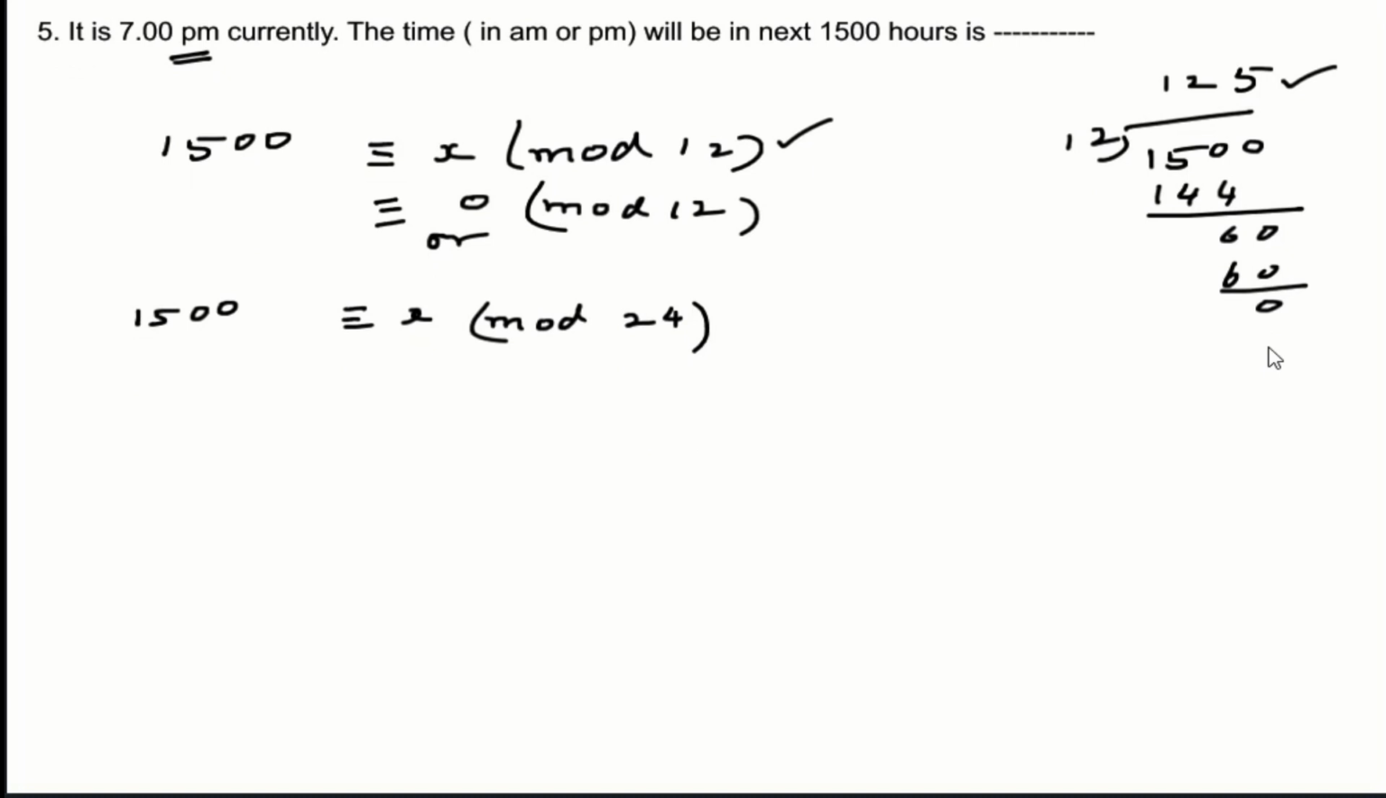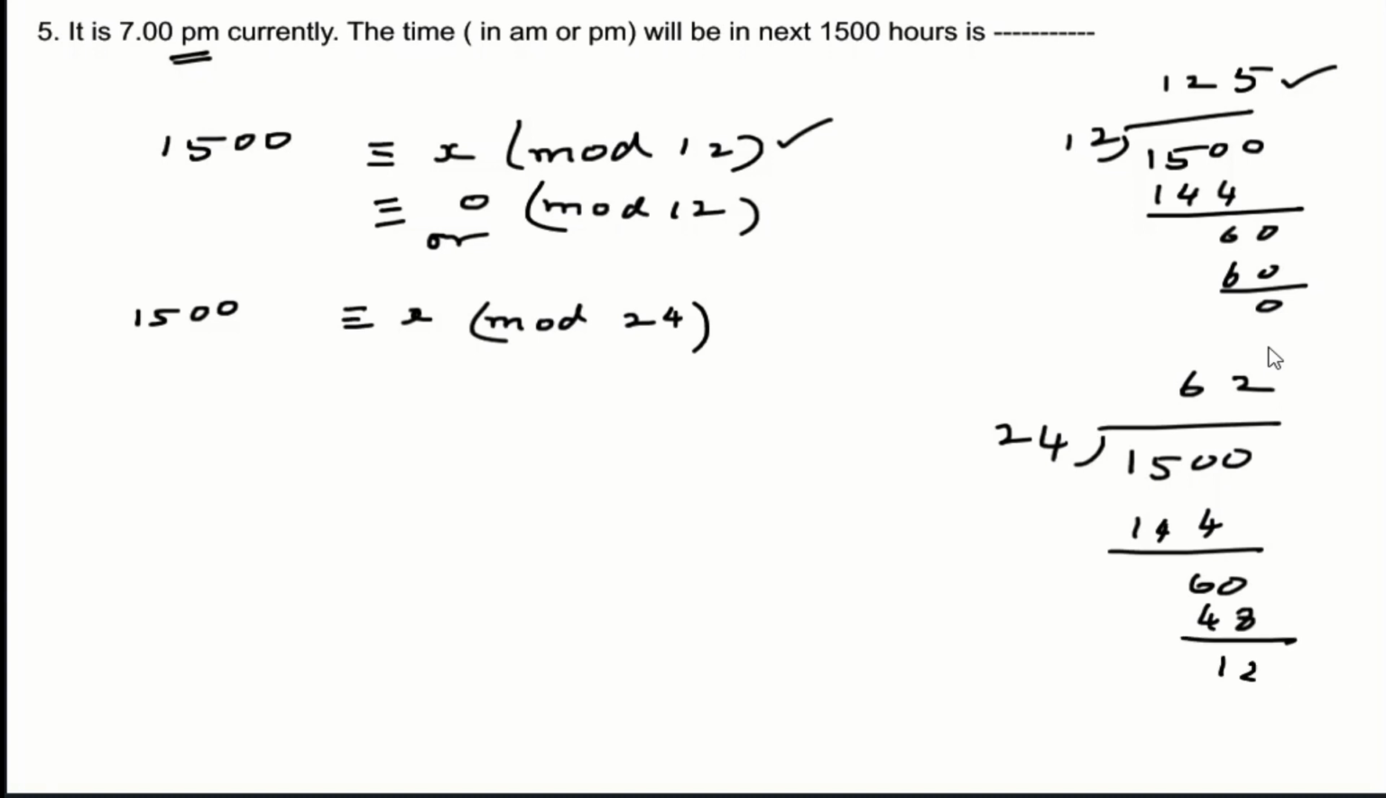Or else if you go with 24 hours clock, 1500 divided by 24: 24 6s are 144, 60, 24 2s are 48. So remainder is 12. So I can write this is congruent to 12 mod 24. That is, every 24 hours the clock will come to the same time, 7 p.m., 7 p.m., 7 p.m., but the remainder is 12. So the clock will show 7 a.m.